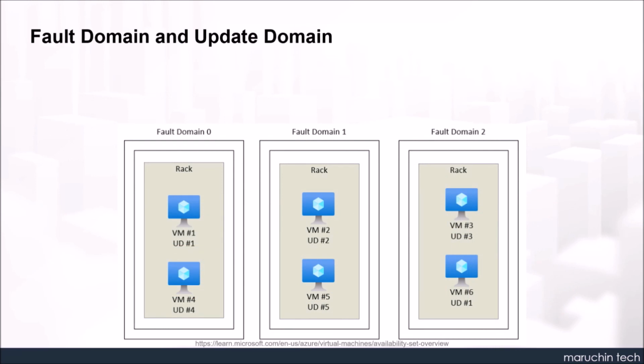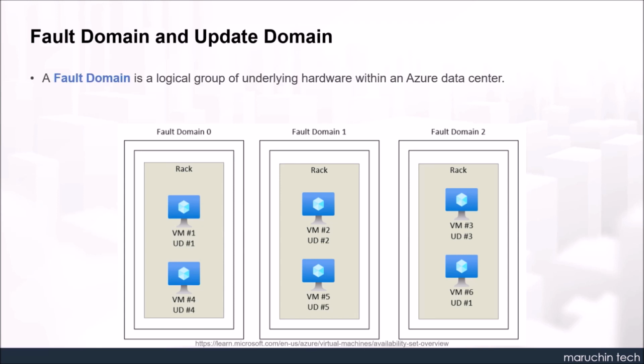I will introduce the fault domain and the update domain. A fault domain is a logical group of underlying hardware within the Azure data center. The fault domain is the area where power supplies and network equipment are shared in a rack, providing redundancy in the event of a failure.